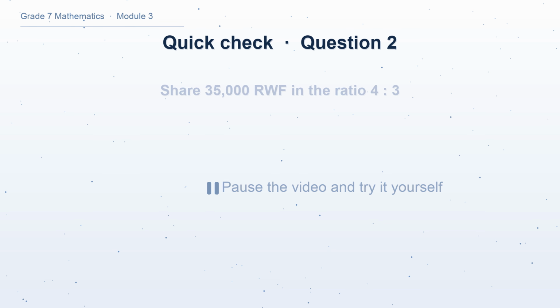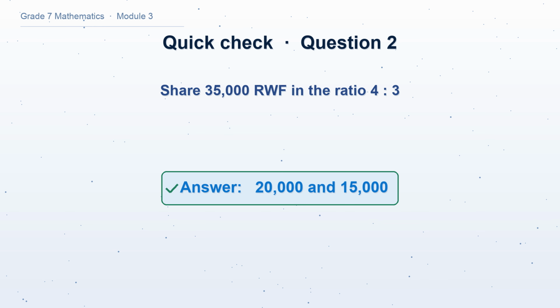Question 2. Share 35,000 francs in the ratio 4 to 3. The total is 4 plus 3, which is 7 parts. 35,000 divided by 7 is 5,000 per part. So the shares are 4 parts, 20,000, and 3 parts, 15,000 francs.